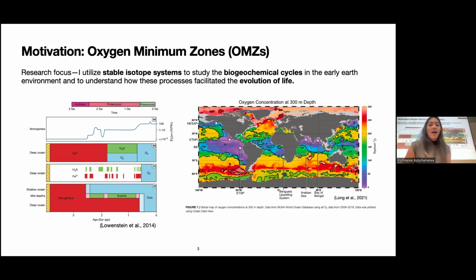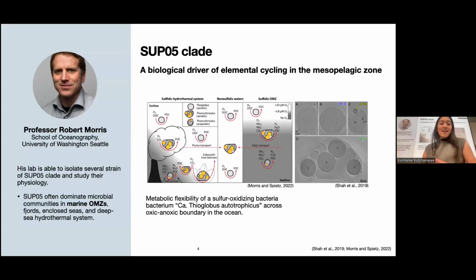So as geologists, we study rock, and sometimes we may overlook the role of the microbial community in the oxygen minimum zone. That's what led me to reach out to Professor Bob Morris from UW School of Oceanography, whose lab is able to isolate several strains of the bacterial SUP05 clade.